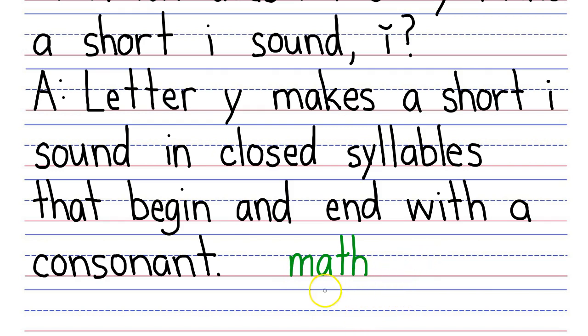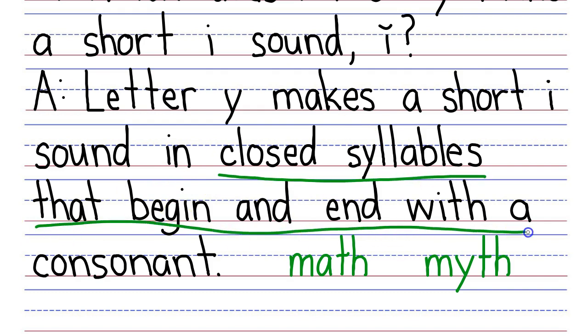Now, if we look at the same pattern where there's a vowel Y in the place of the A, we would have a word like this, M-Y-T-H. This fits this pattern described here, where it's a closed syllable that begins and ends with a consonant. Thus, in this word, the letter Y makes a short I sound, I, and this word is I, th, myth.